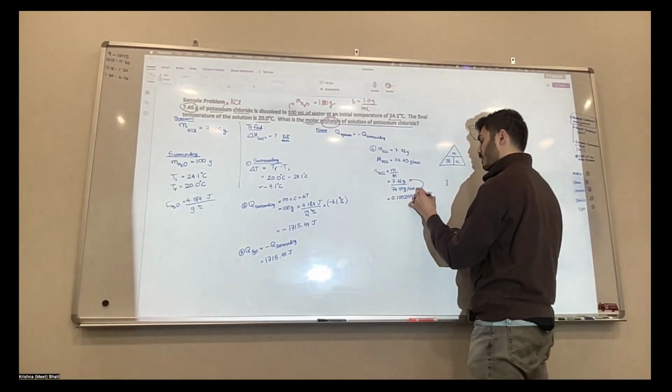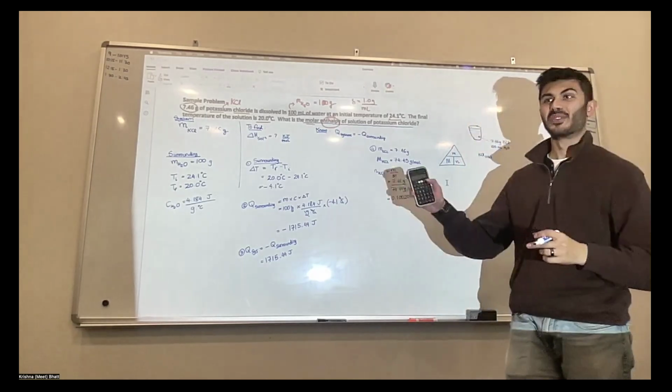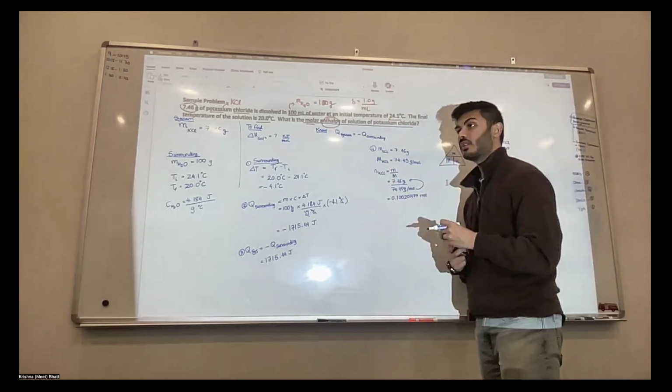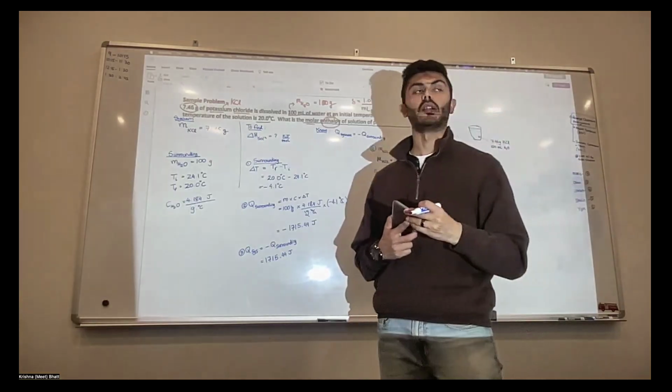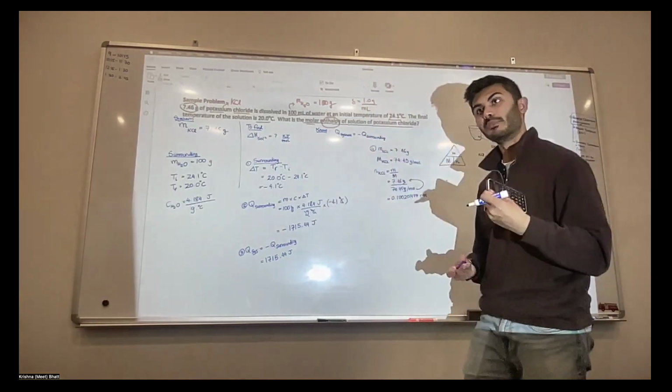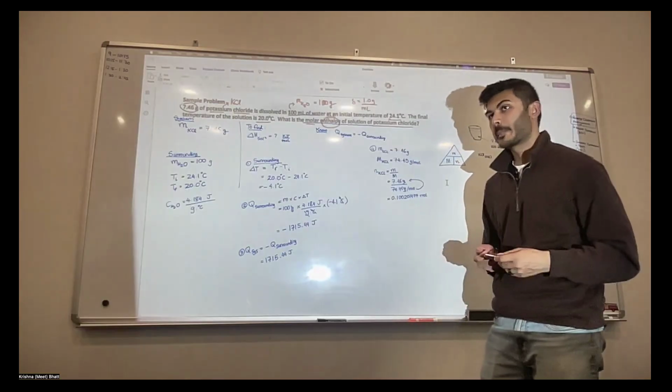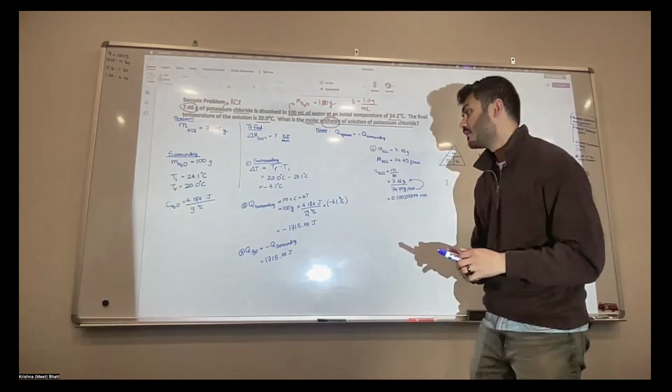0.100201477. My calculator only goes until 77. Okay, so that is essentially our moles of KCl. Well, what does this mean, right? What does this mean? Let's see what's happened.